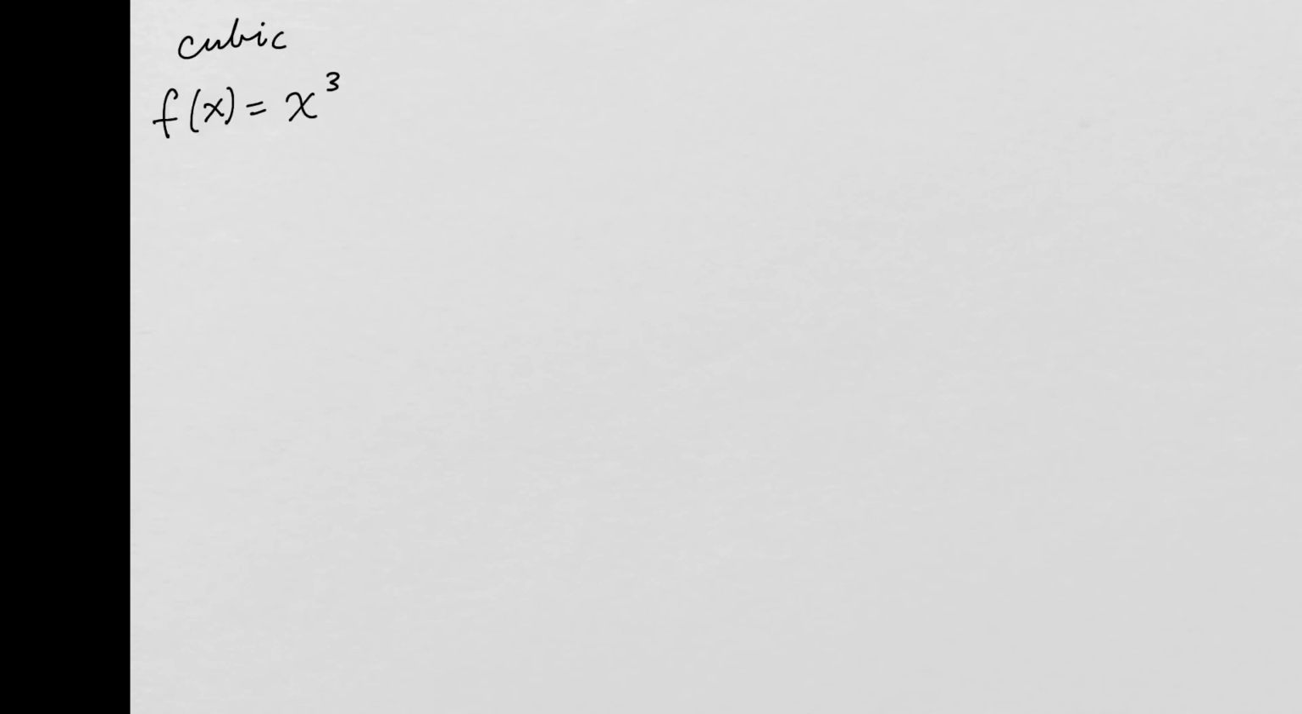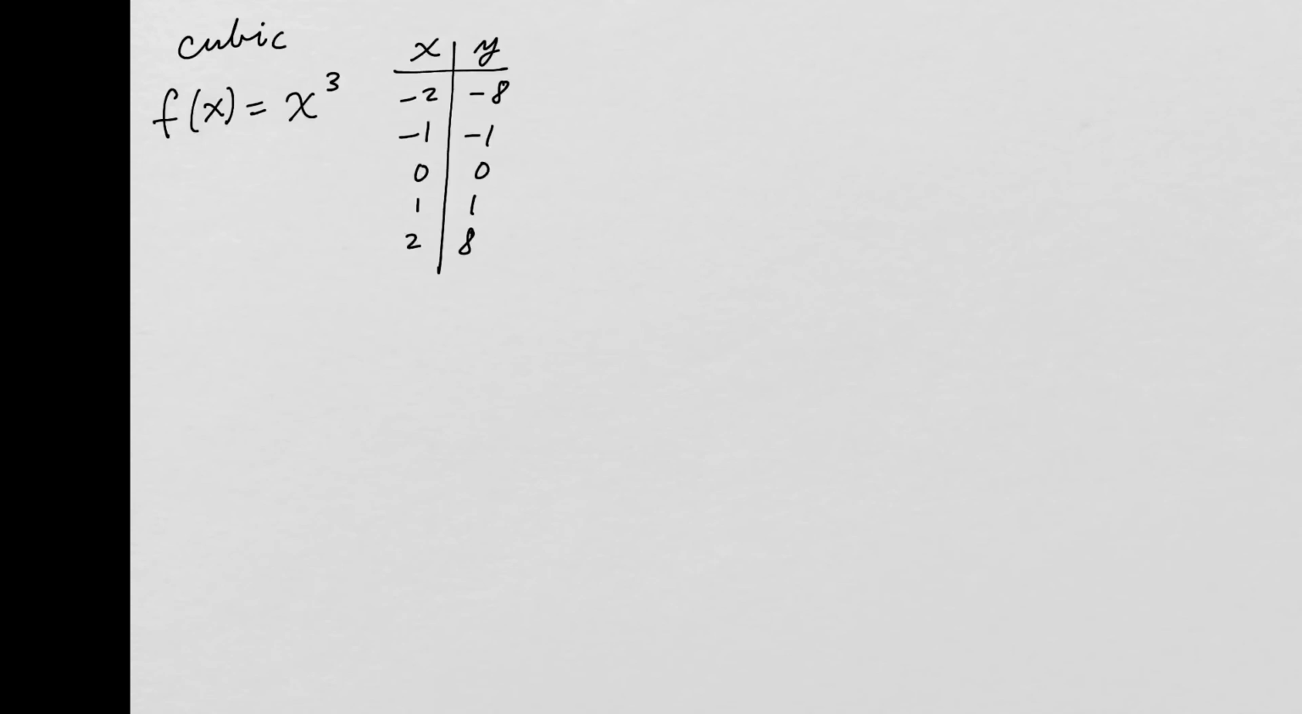So again, if I use the same values, negative 2, negative 1, 0, 1, 2. Well, now I need to cube them, right? So negative 2 cubed means negative 2 times negative 2 times negative 2. That's going to be a negative 8. Negative 1 cubed is negative 1 times negative 1, which is a positive 1, times another negative 1, which is negative 1. 0 cubed is just 0. 1 cubed is 1 times 1 times 1. That's 1. And then 2 cubed is 2 times 2, which is 4, times another 2 is 8.